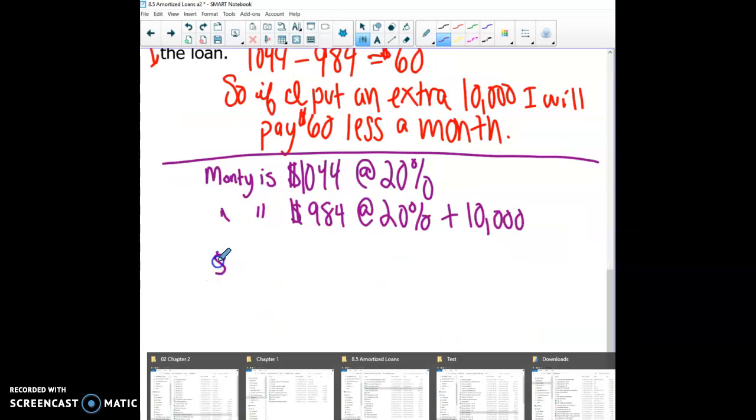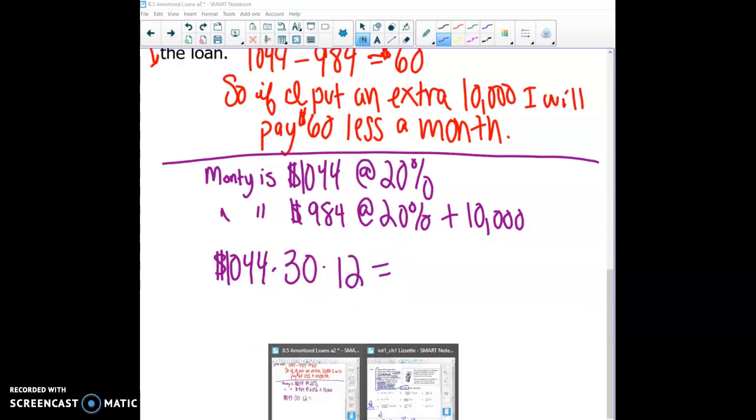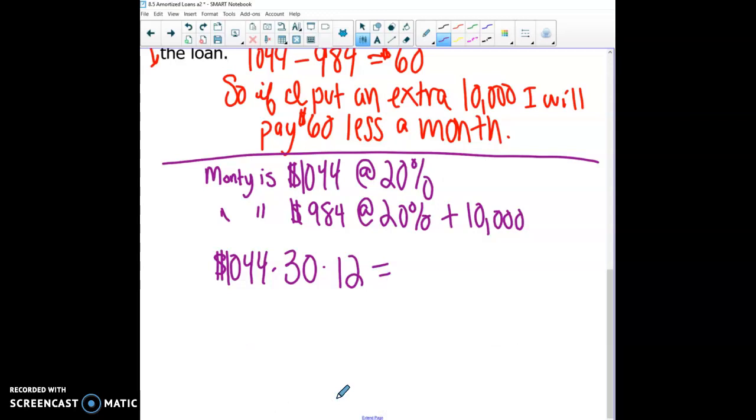So I have $1,044. How many years do I have the loan? 30. How many monthly payments am I going to make each year? 12. And I'll multiply those together to get a value, which is going to be 375,840. A lot or a little? A lot, right? It's a big number, right?